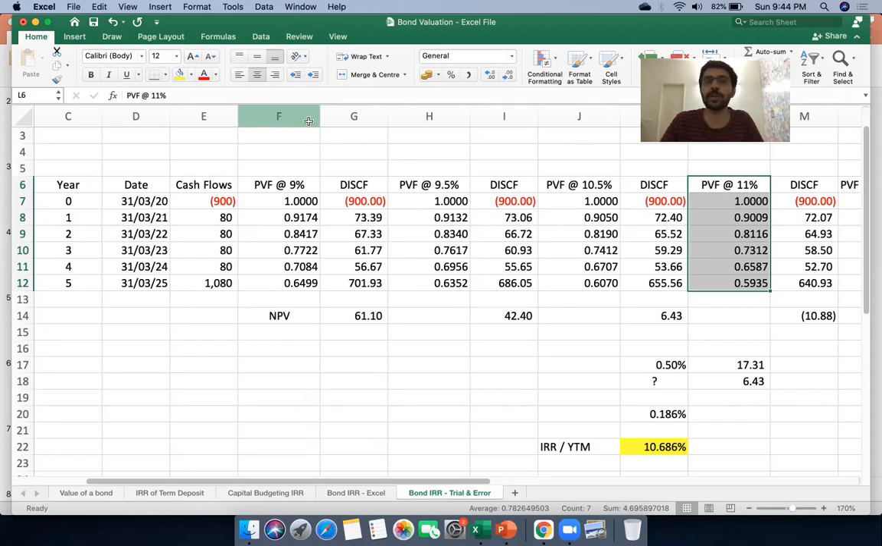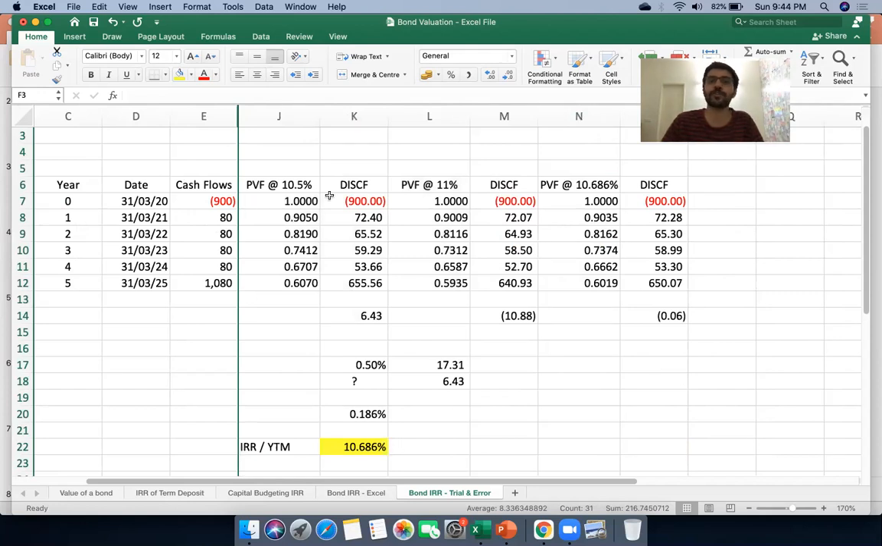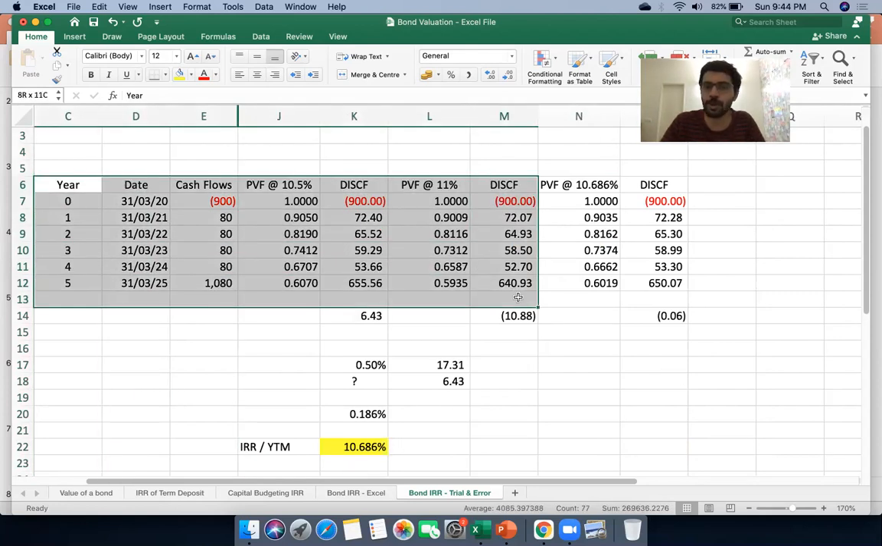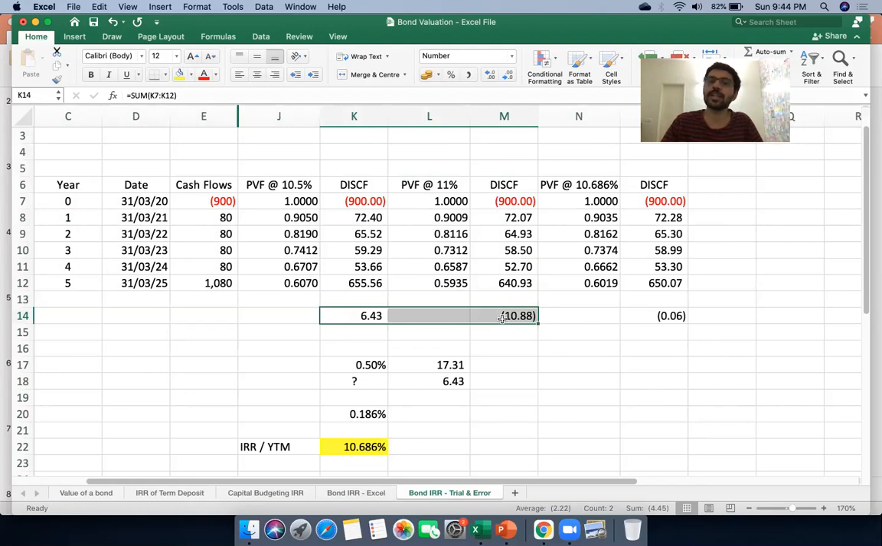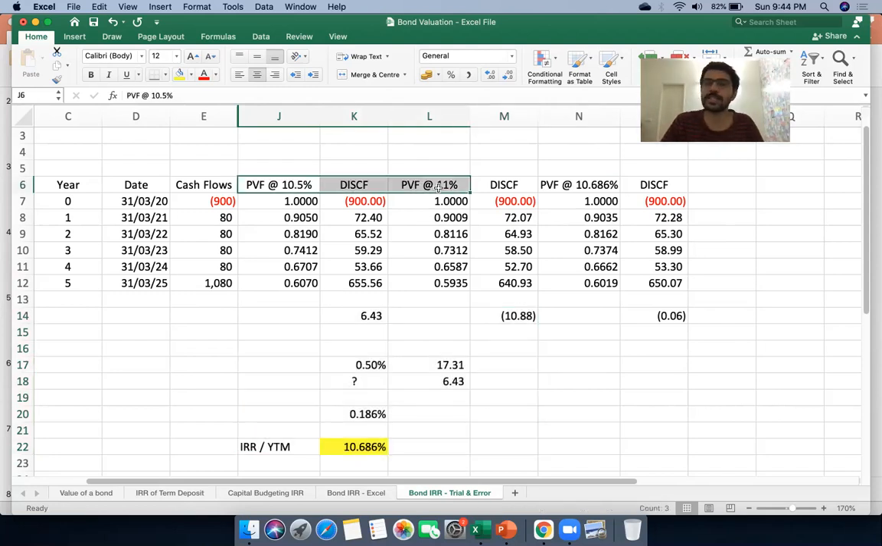So what you would be doing in the exam is, you would not be doing the first part of it. You would directly be solving this portion, and then continue solving the sum in the same manner. When you increase the discount rate by 0.5%, your NPV goes down by 17, and so on, and then you will finally calculate the YTM of 10.686%. This is how you were used to calculating IRR in capital budgeting.